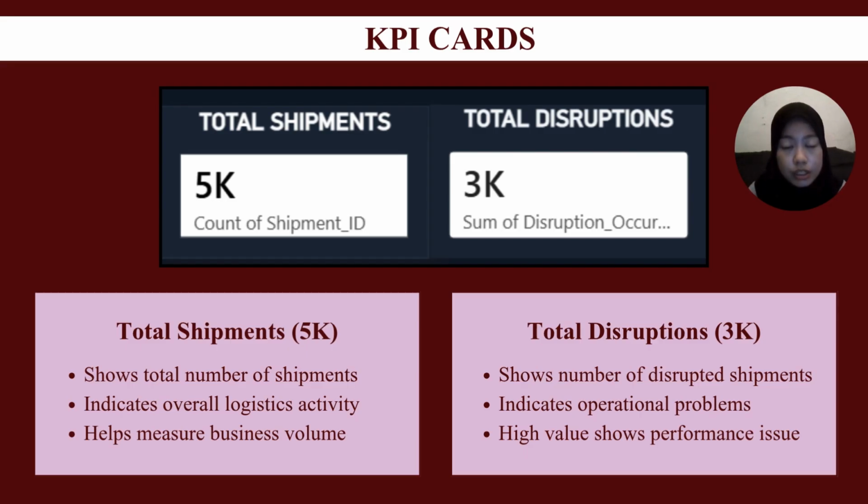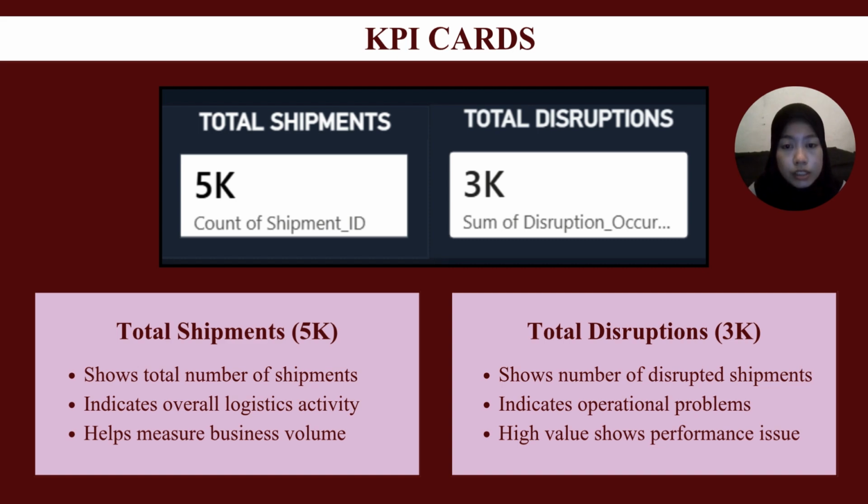My name is Nur Natasha, so I will continue to explain about this slide, which is key KPIs. On this slide, we are looking at the key performance indicators, or KPIs, for shipment performance. First is the total shipments, which is 5,000. This shows the total number of shipments handled. It indicates the overall logistic activity and helps us measure the business volume and performance of the company.